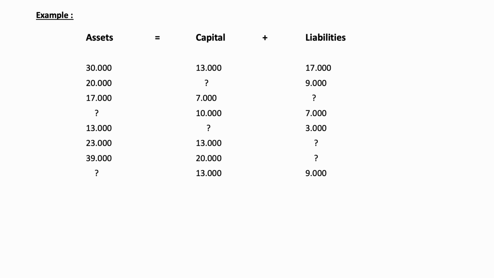So, if assets are 30,000 and capital is 13,000, then liability is 70,000. If assets are 20,000 and liabilities are 9,000, what is the correct amount for capital? If you said that the amount of capital is 11,000, then you are correct. If assets are 17,000 and capital is 7,000, how much are the liabilities?